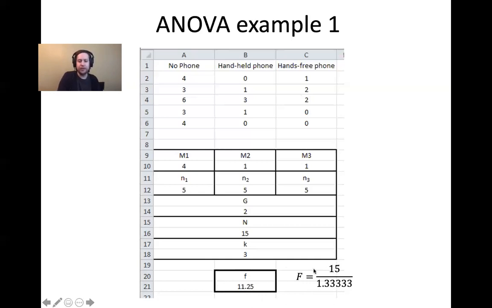So now I want to show you a little bit, without going into super detail about how we got these 15 and 1.33, what these numbers represent. Remember, this 15 represents the magnitude of the difference among the 3 means. The denominator, 1.3 repeating, represents the average amount of variability within each condition.